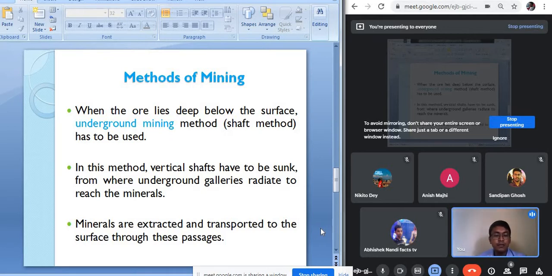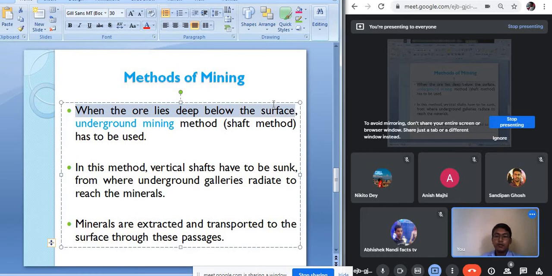So it is quite risky, and many times we come to know from the newspapers and news channels that sometimes the mines collapse. There's an outbreak of fire in the mines, or sometimes a flood takes place. So many of the workers get trapped, and sometimes they lose their life as well. So underground mining is quite risky in nature, and the cost of mining is also very high, because proper technology, proper safety and precautionary measures need to be followed in this case.